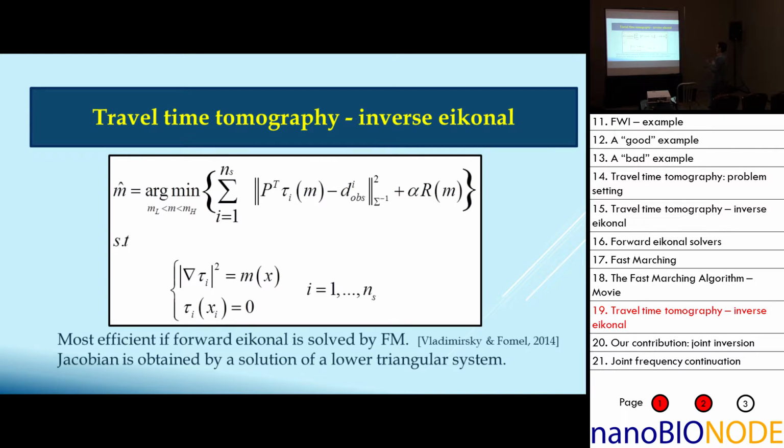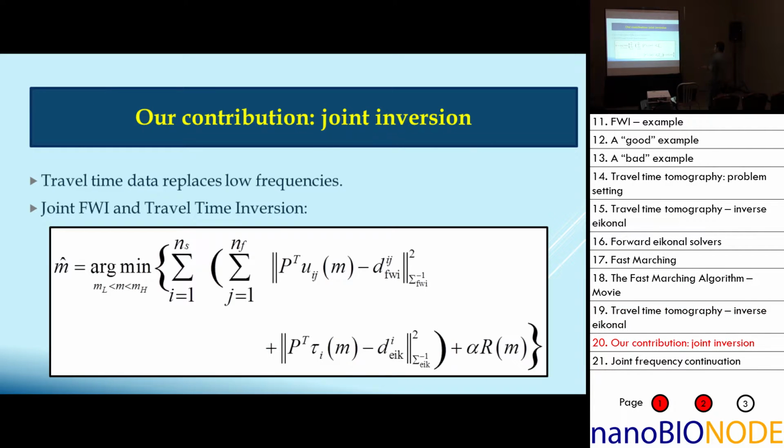Okay, so again, we've got the inverse problem. This is how we solve the forward problem. We've got the inverse problem, and again, we use Gauss-Newton. And what's really good about fast marching is that the Jacobian, or the sensitivities, the sensitivity times vector can be obtained by a lower triangular solve. So I'm not going to show this, but this is the main advantage of fast marching. And now for our main contribution here is the joint inversion of these two processes.